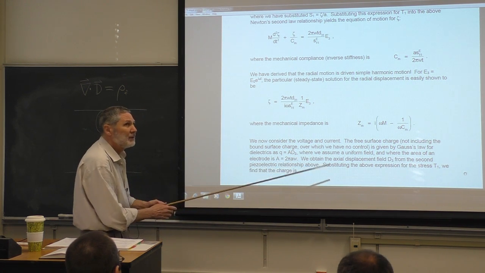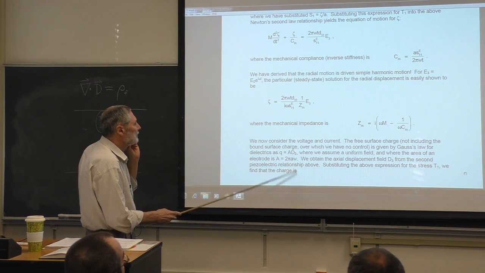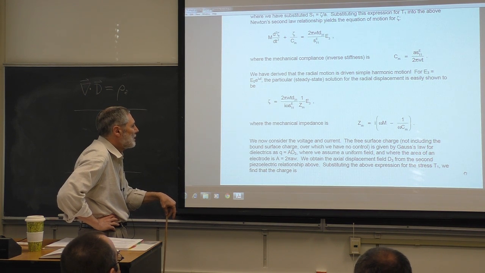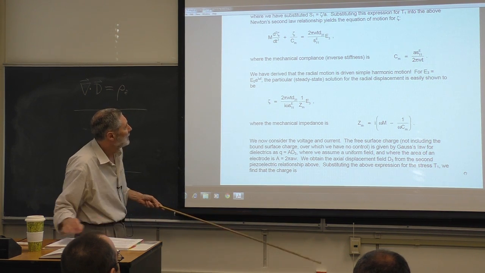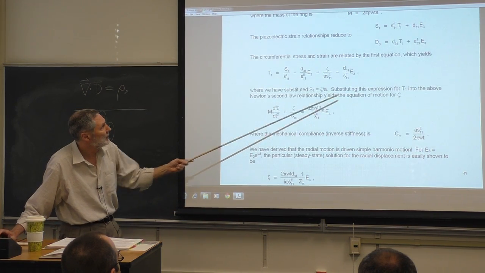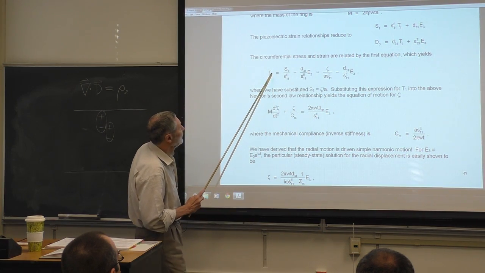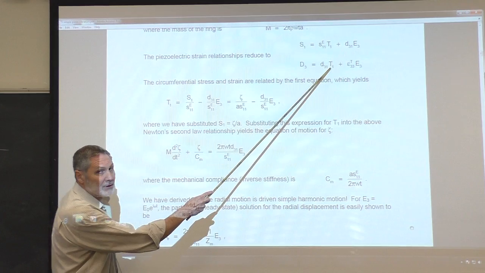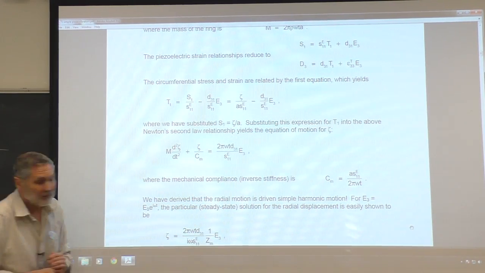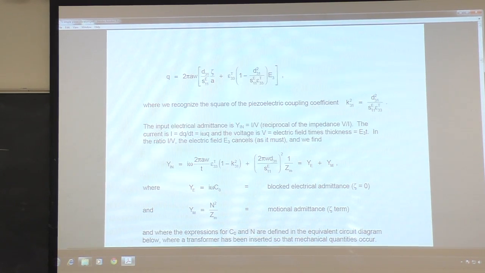So what we can do at this point is find D3 from here. And now we know T1. You want to imagine substituting this expression into here. So now we've got everything in terms of our drive. We've got D3, now we can get the charge. And when you do that, this is what you get.